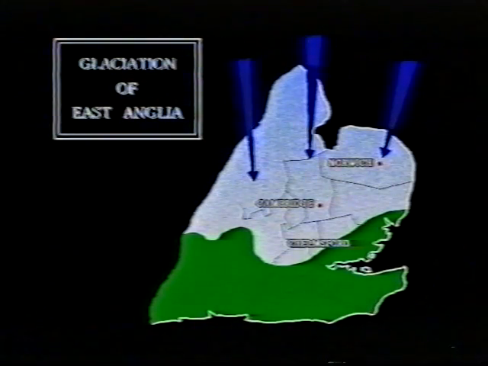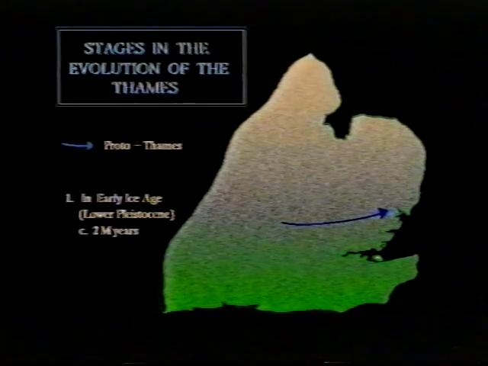This map shows the maximum extent of the ice in Britain during the Ice Age. The arrows show the main direction of ice movement. The ice advances had a dramatic effect on the ancient River Thames. They pushed it further south. The maps show the effect this had.